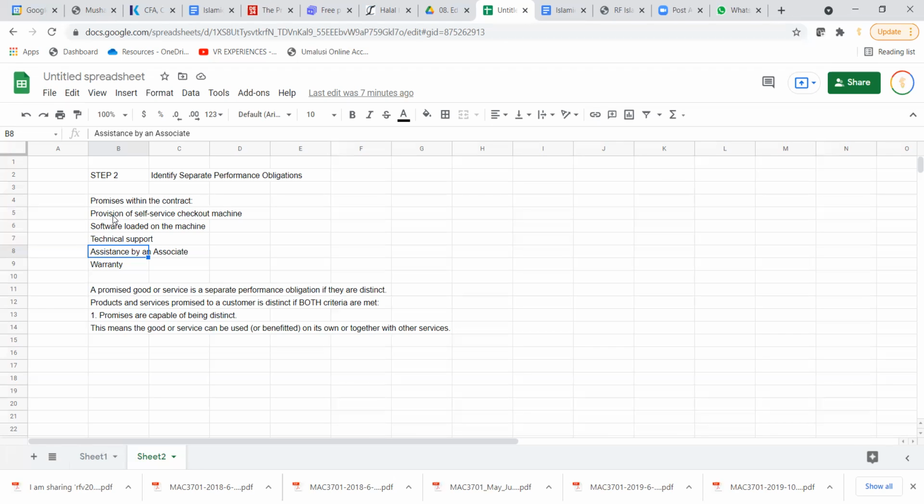So as a result, it does not meet point number 1. The assistance by an associate is not capable of being distinct, meaning it cannot be enjoyed on its own. You can't just get the assistance of the associate. In order to get the assistance from the associate, you must enter into the contract with Gibela. Without entering into the contract, they don't sell it separately, so therefore it is not capable of being distinct. Okay, so that's important to understand.